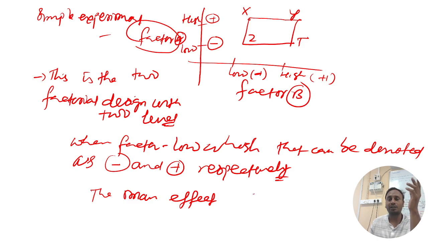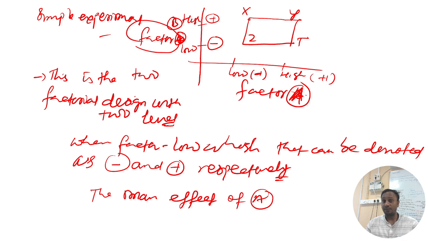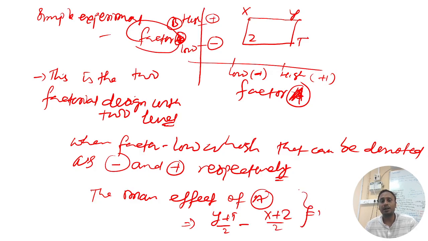So how are we going to calculate the main effect of A? Let's say this is factor A and this is factor B. It's the average difference between the high and low. So this is going to be (y plus t) by 2 minus (x plus z) by 2. That will be called the main effect of A. What about the main effect of B? How will it be? Can you please tell me?